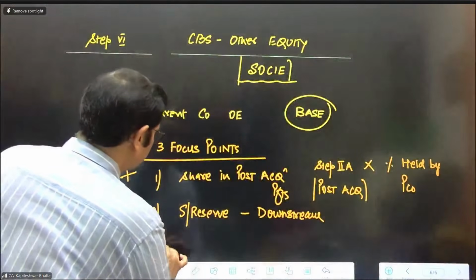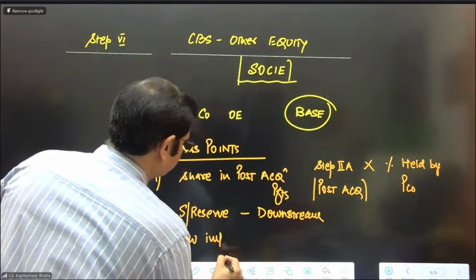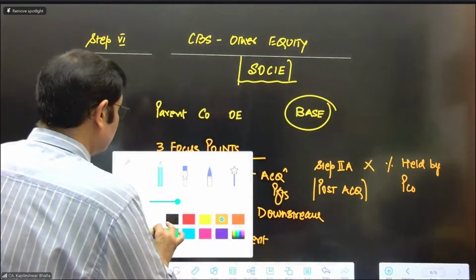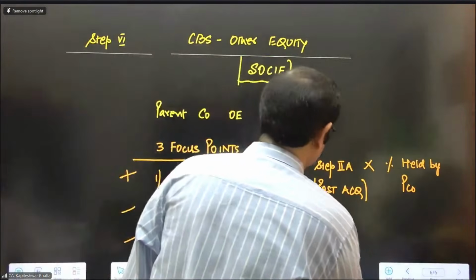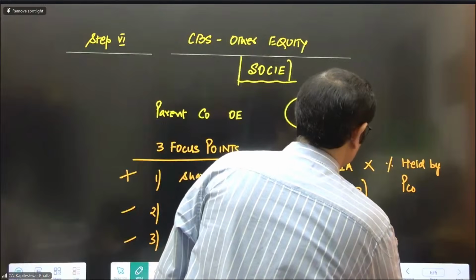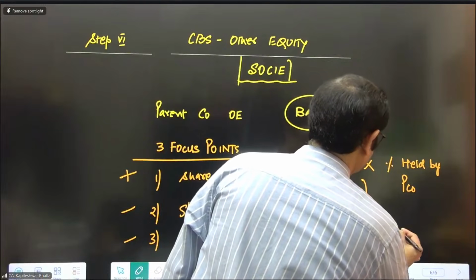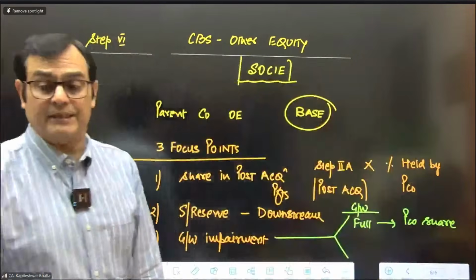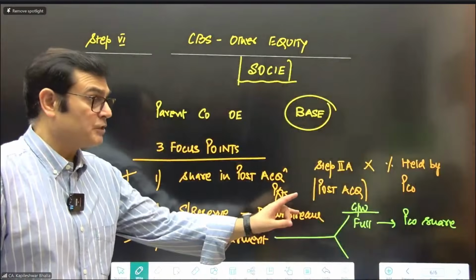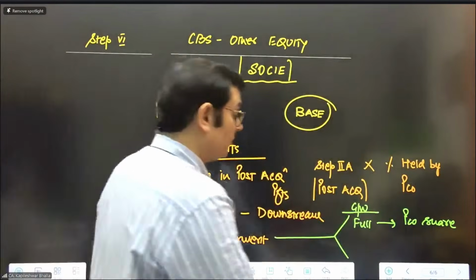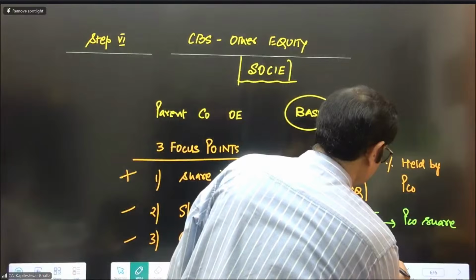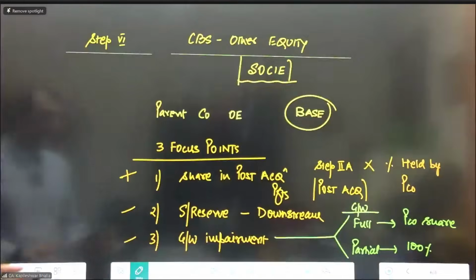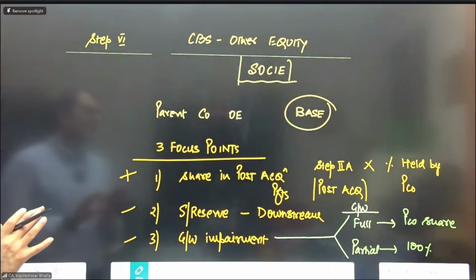And the third focus point is in terms of the goodwill impairment. Now, in terms of the goodwill impairment, we need to be clear. If the goodwill is supposed to be full, then I'll reduce the parent company's share. Because NCI share got reduced from the NCI, so parent share will get reduced from here. But if the goodwill is supposed to be partial in nature, then you need to reduce the 100% of the impairment figure. So what is to be reduced? That focus also needs to be very clear in mind.